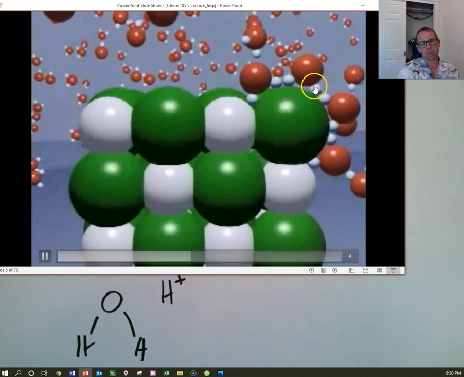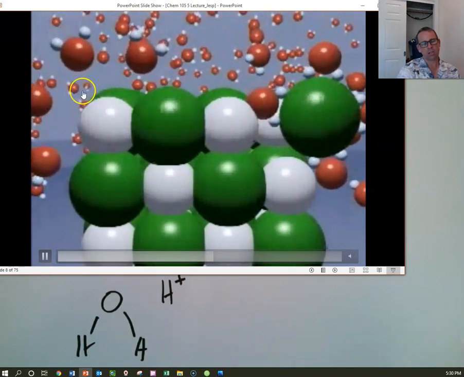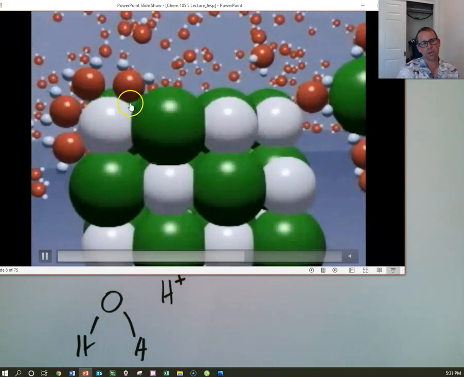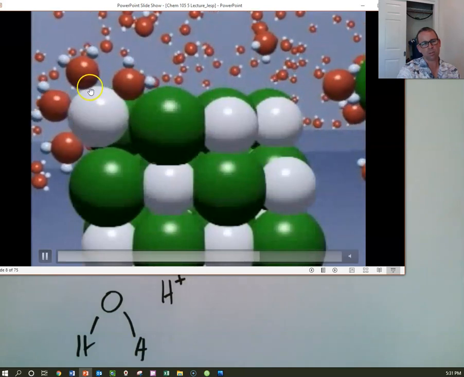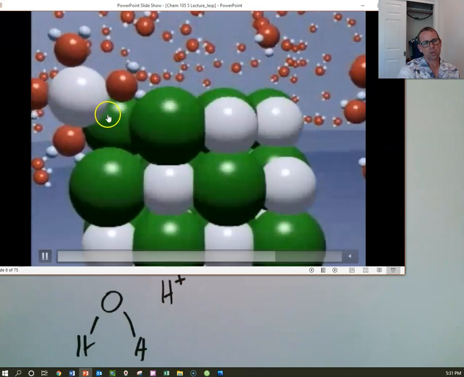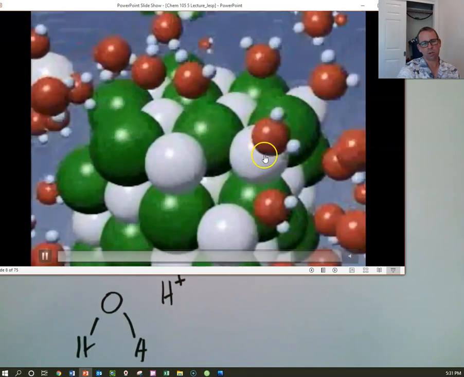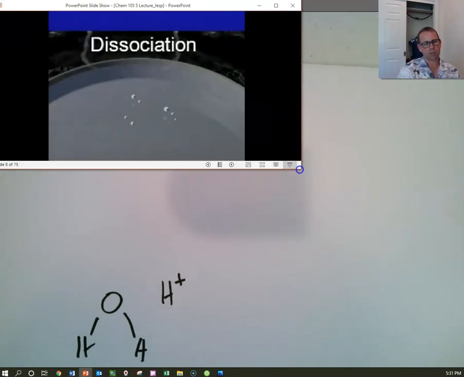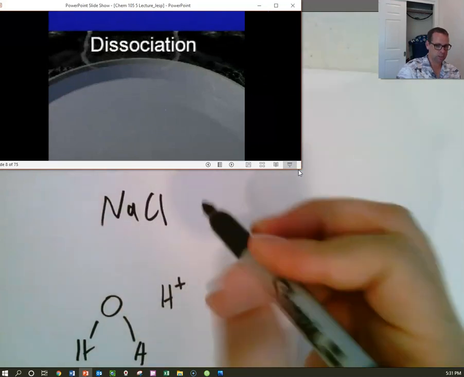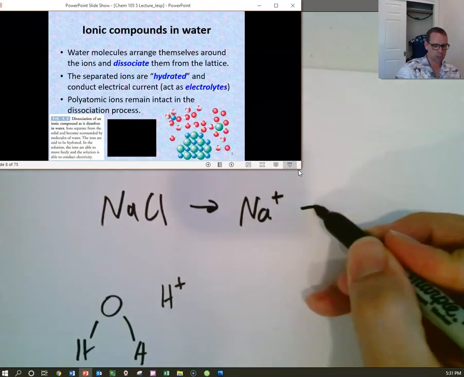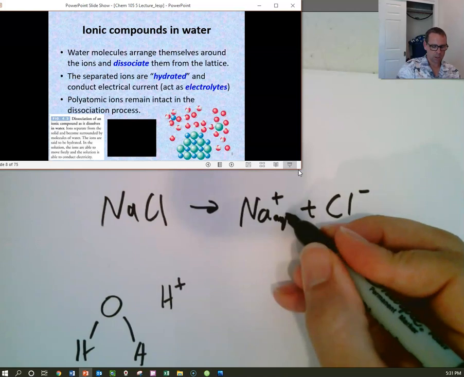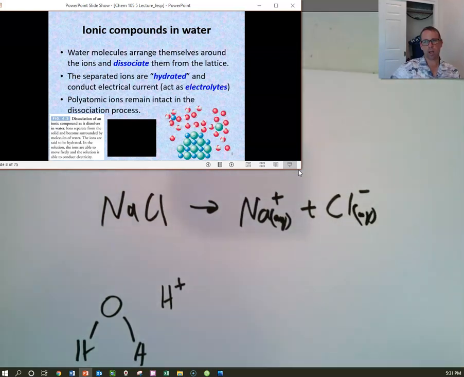Here the hydrogen end, and here the oxygen ends are grabbing the sodium ion, because the oxygens have a negative charge associated with them, and the sodium has a positive charge. So the sodium ions and the chloride ions dissociate from each other, right? And that's what we've been talking about, for example, NaCl going into water, dissociating into sodium ions and chloride ions. And these are aq, dissolved in water, surrounded by water molecules.